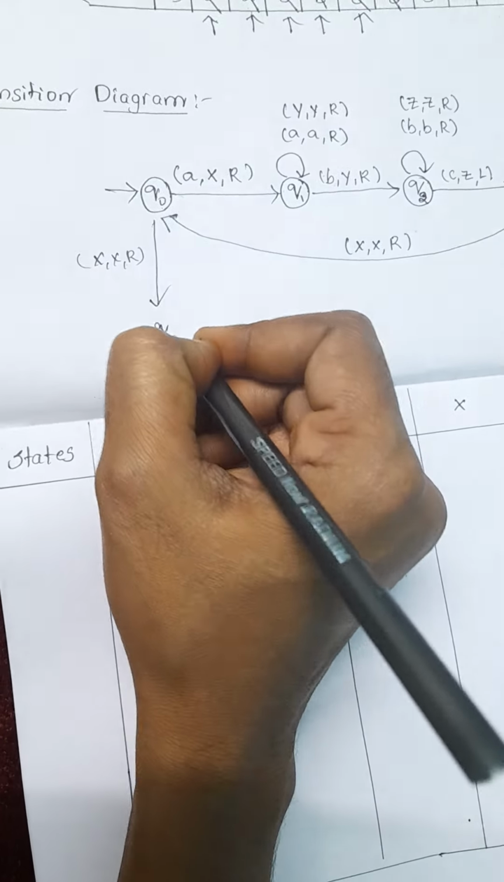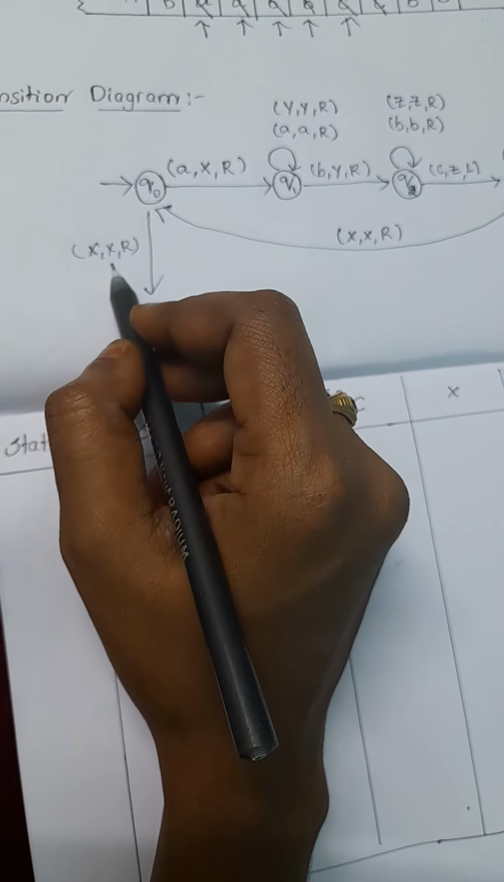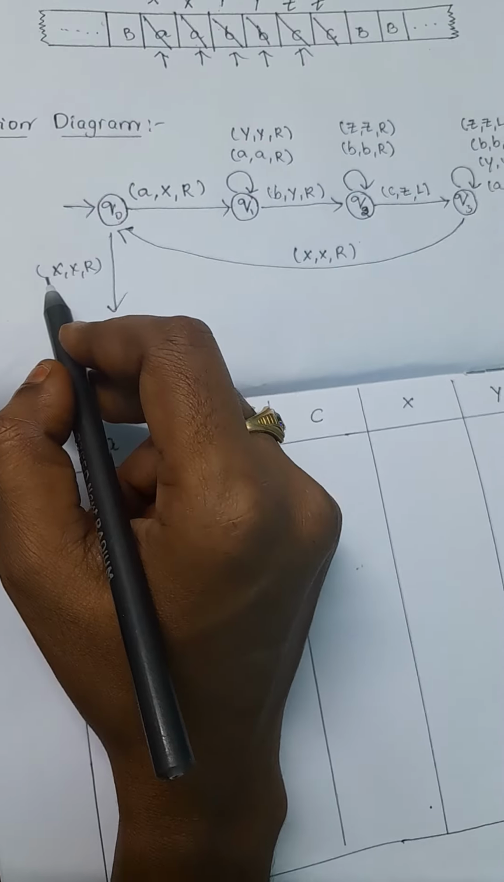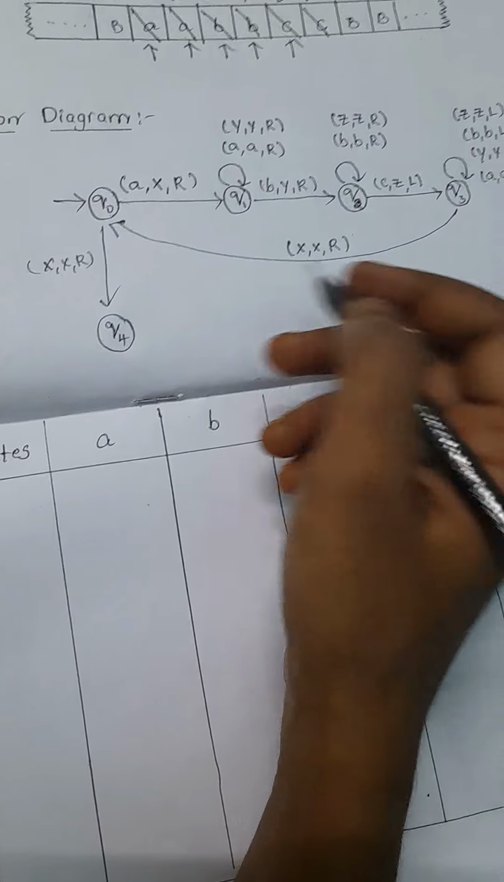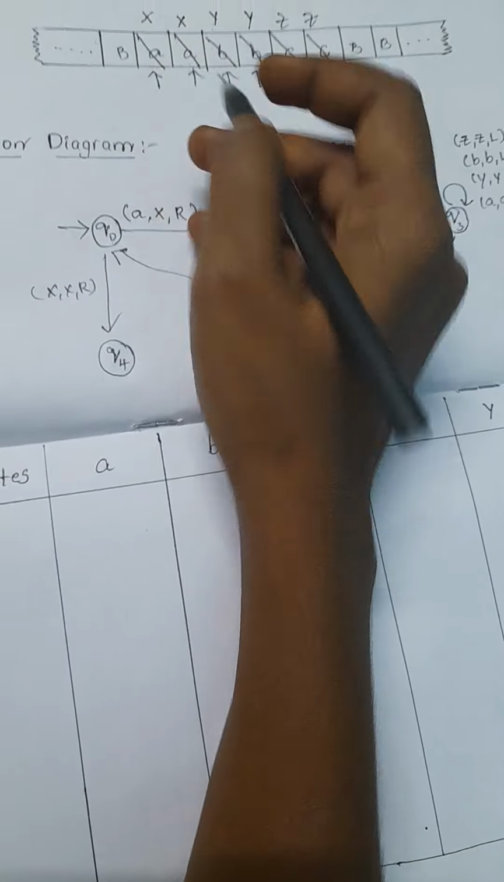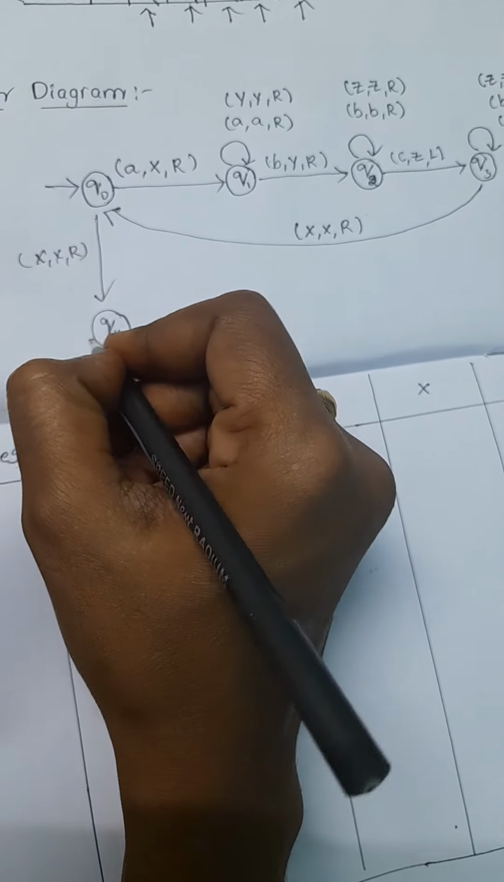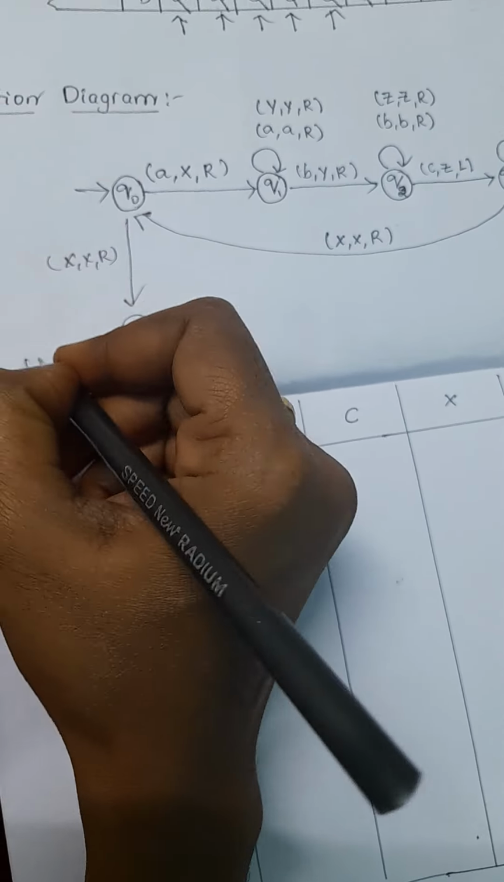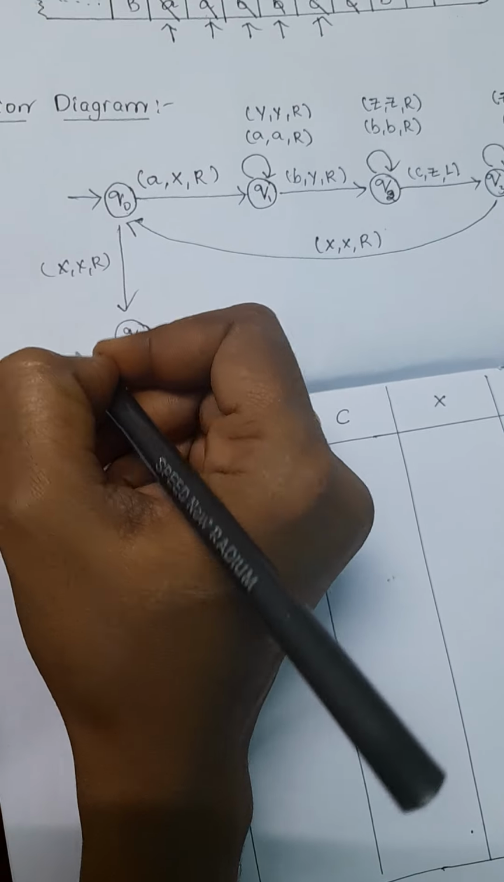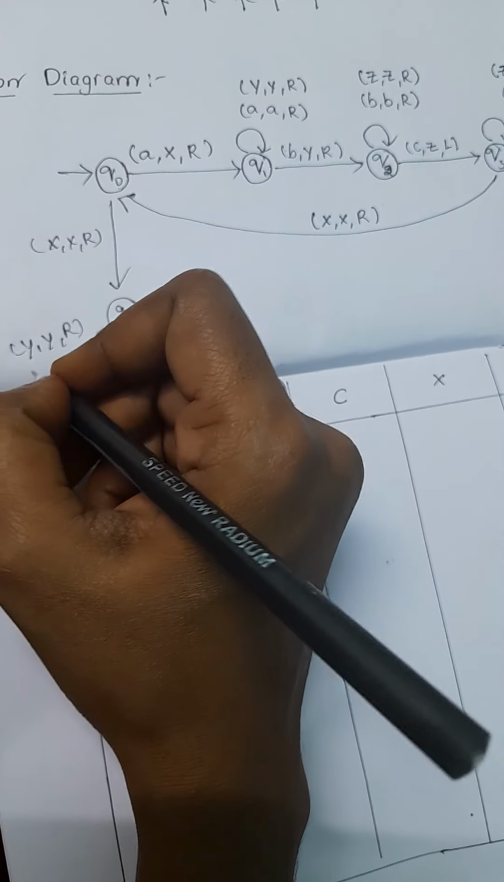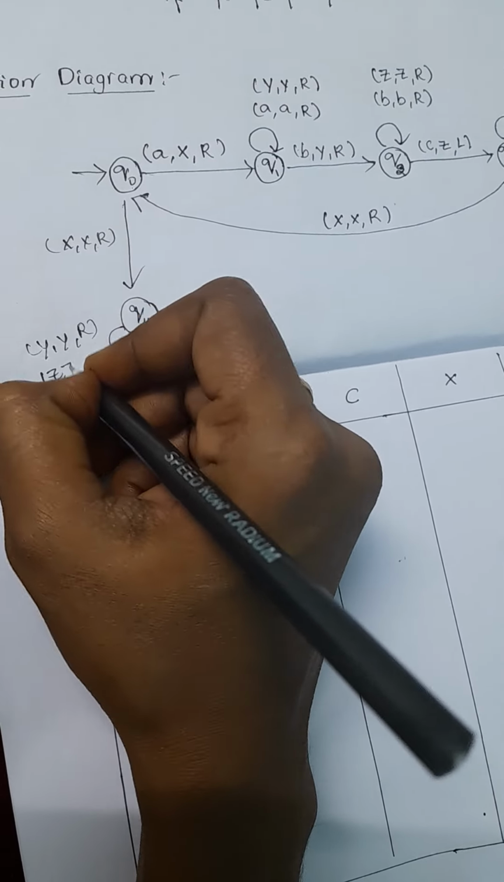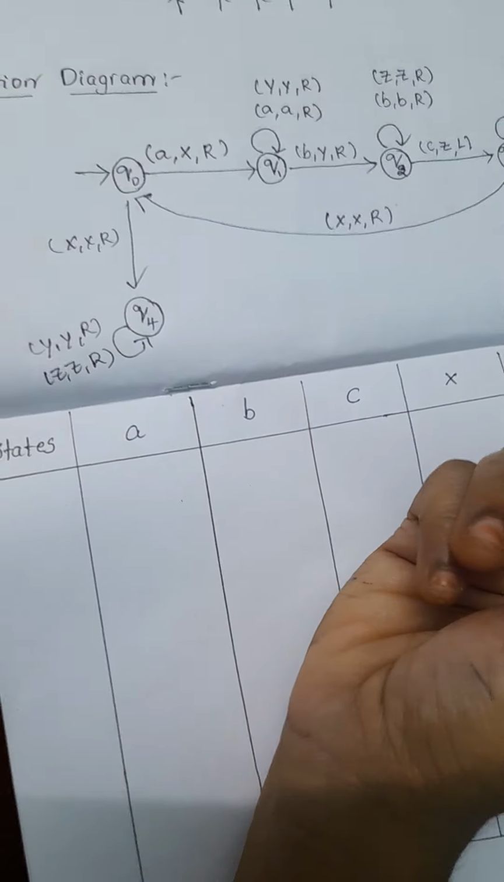Here we will change the state to Q4. Okay, this is the only situation where the symbol won't change but the state will change. Again, after that, here we have Y symbol and Z symbol. So that's why take a self loop here. Y remains Y only, move right. Z remains Z only, move right.